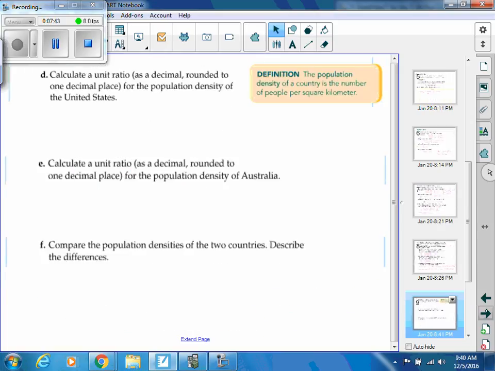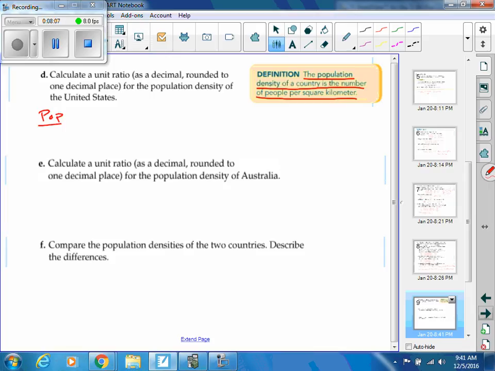Moving on to part D of number 4. It says calculate a unit ratio as a decimal rounded to 1 decimal place for the population density of the United States. So if you look at the definition over here, population density of a country is the number of people per square kilometer. So we're taking the population over the area. So the population of the U.S. was 313,260,000, and the area was 9,630,000.